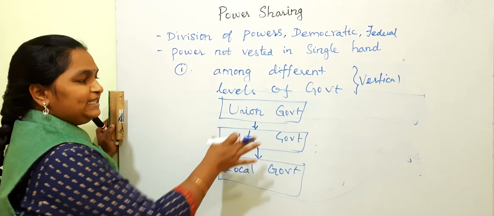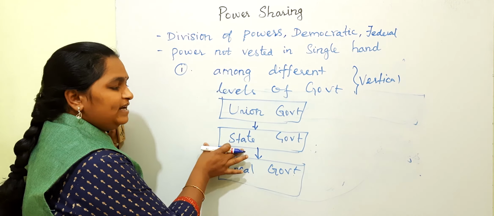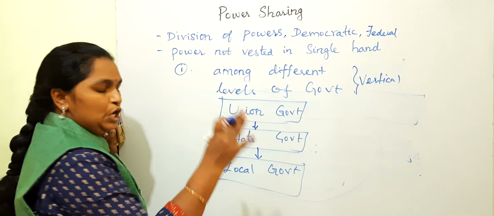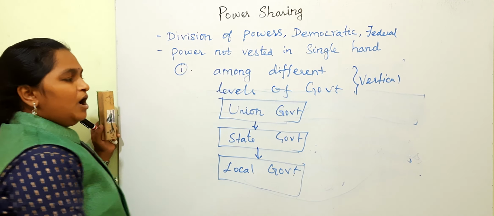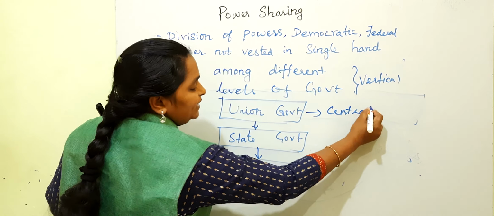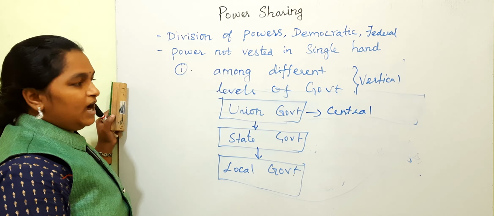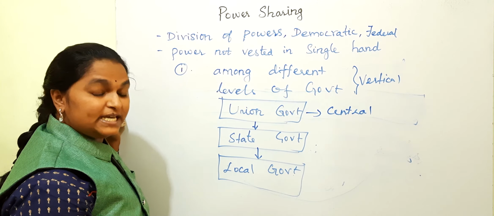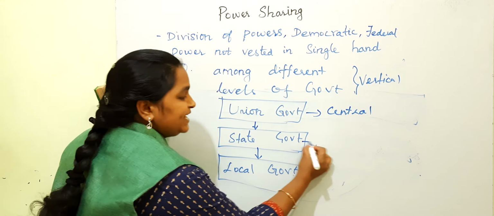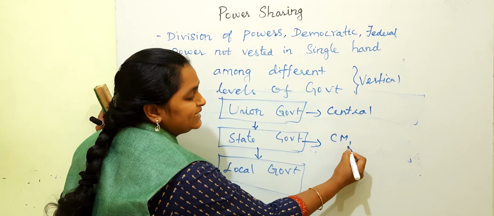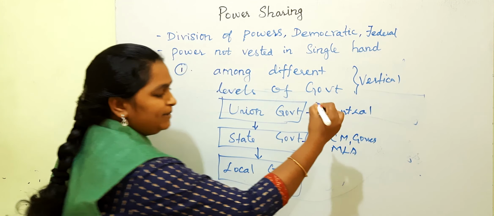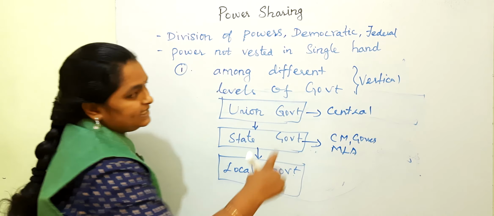First is the union government. This is the top level. The next level is the state government, and the final root of the government is the local government. What is the union government? That is the central government. The Parliament, Prime Minister, President, everyone comes under the central government. In the state government, the CM, Chief Minister, Governor, and MLAs, the state legislative assembly members, everyone comes under the state government.